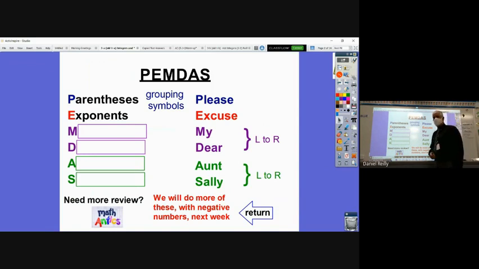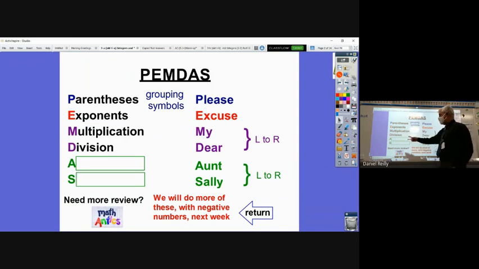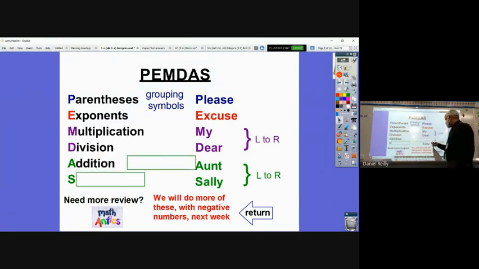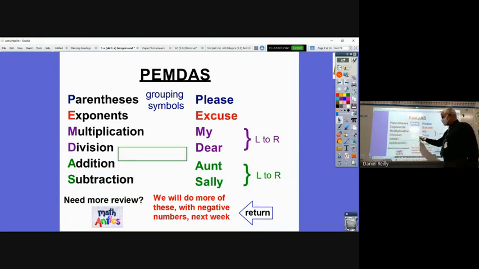which we will, did we do exponents? No, we'll do exponents more later in another unit, I think. M and D, multiply and divide. But the biggest mistake people make is thinking that multiplication comes before division, which it does not. You do both at the same time, multiplication and division, from left to right. And the same thing with addition and subtraction. Left to right, just like you read.